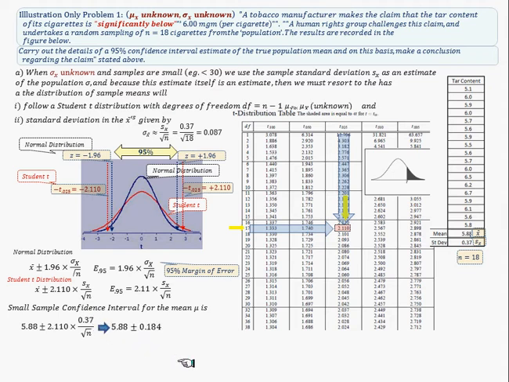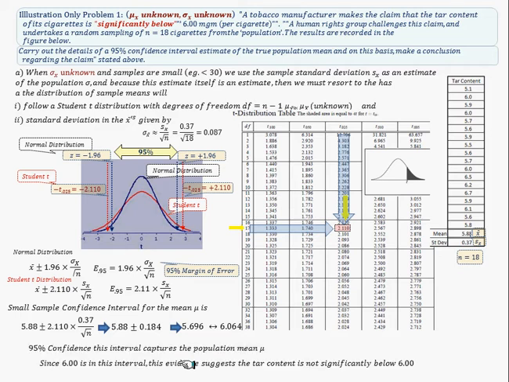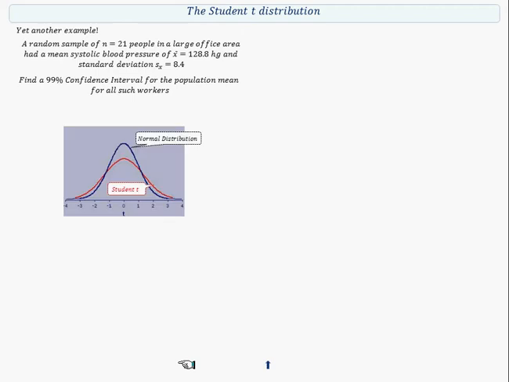You see them coming on the screen here now. So there's a 95% chance that this interval will capture the true population mean. This interval gives you 5.696 to 6.04, and we're asking, since that 6.00 is in this interval, this evidence suggests the tar count is not significantly below 6. And now we're going to look at yet another example.